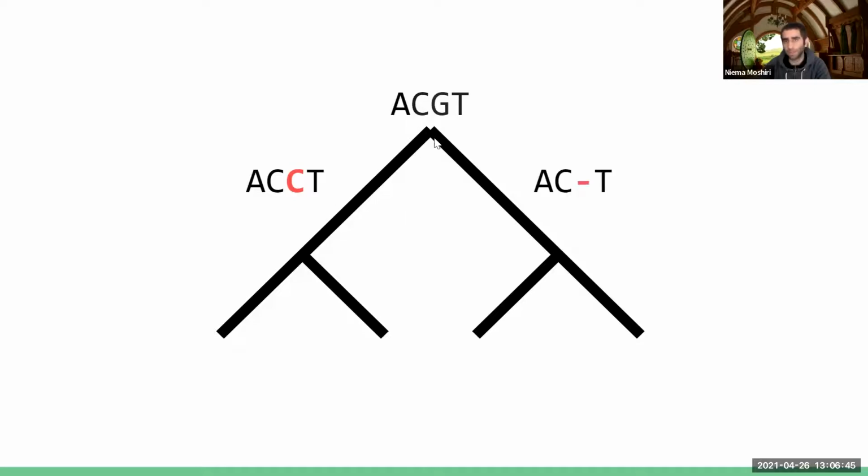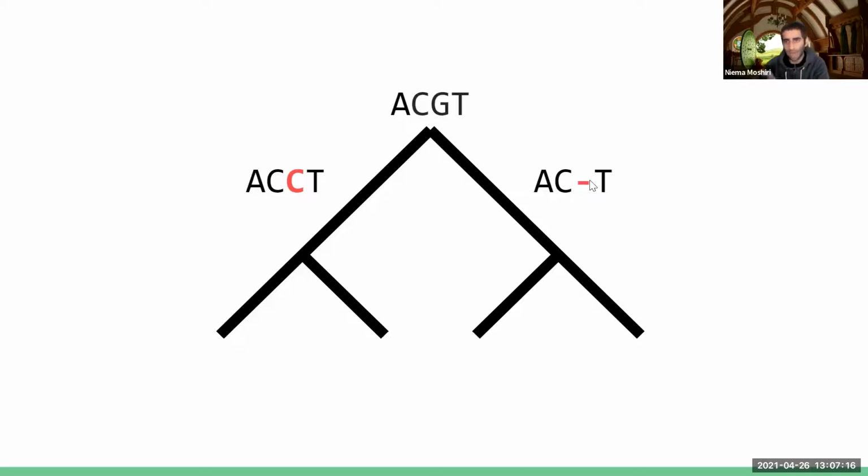Likewise, maybe down this branch, this lineage, the G was deleted, right? So here we have a deletion of this G. Everything down this branch is going to inherit this deletion. So ACT will be the sequence down that branch. I've drawn it as a gap just to highlight that this is the deletion of this original G. But in practice, a deletion just means that we don't see it. So this sequence is actually just ACT. The G was just totally deleted.